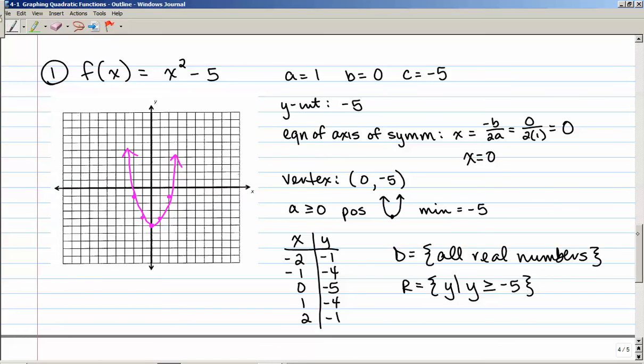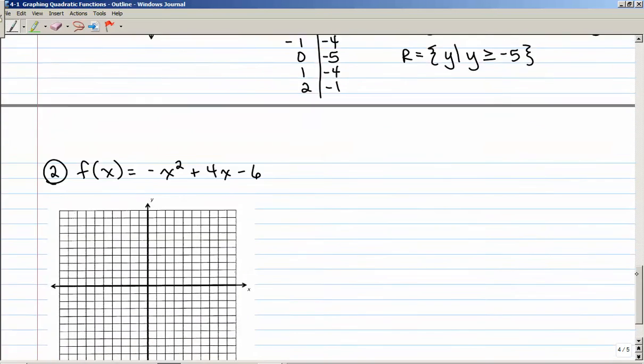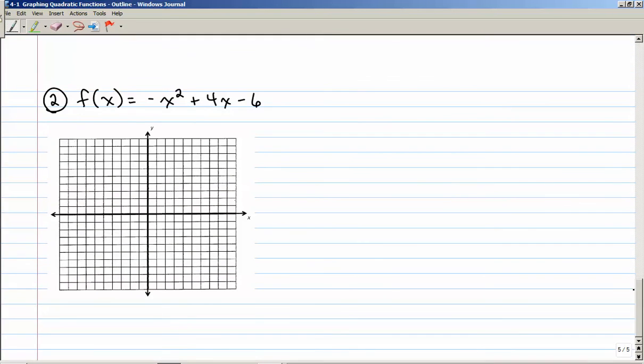Let's take a look at a second example here. Here we have f of x equals -x² plus 4x minus 6. So let's go ahead and identify a, b, and c. A is -1, b is 4, and c is -6. My y-intercept is -6, since that's what c is.